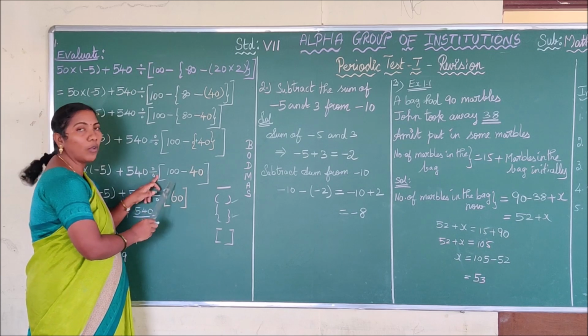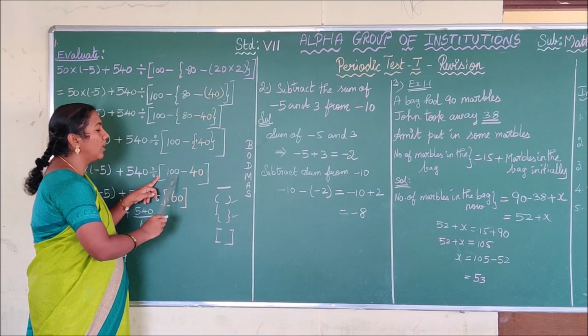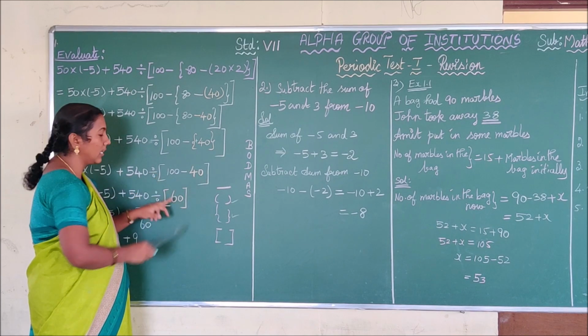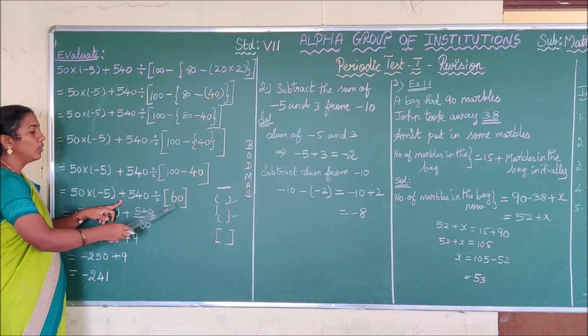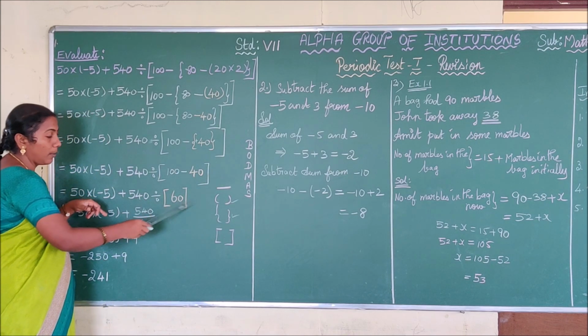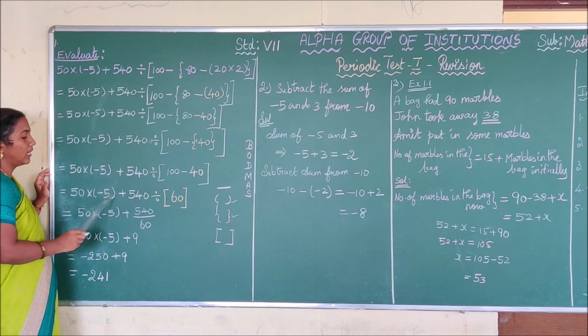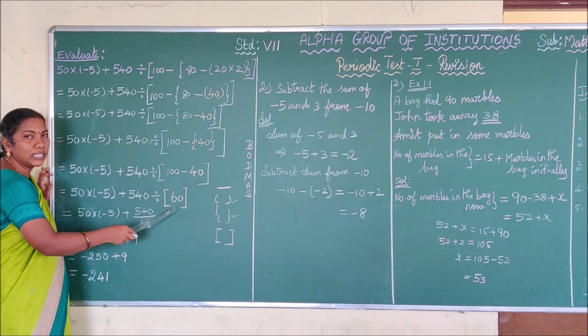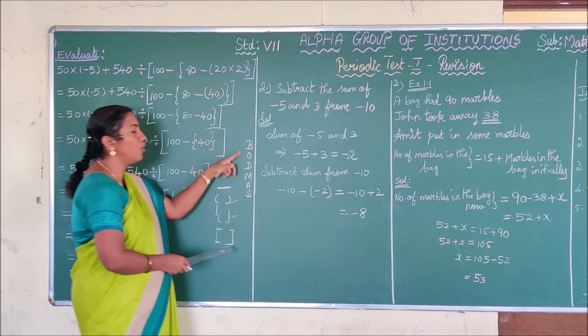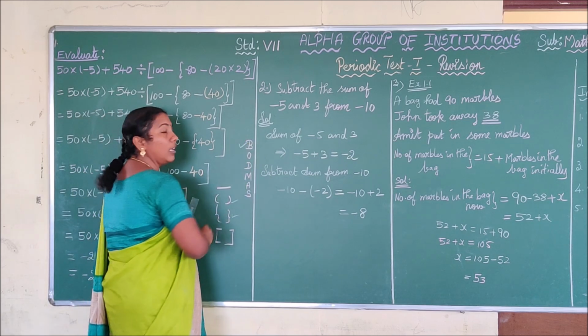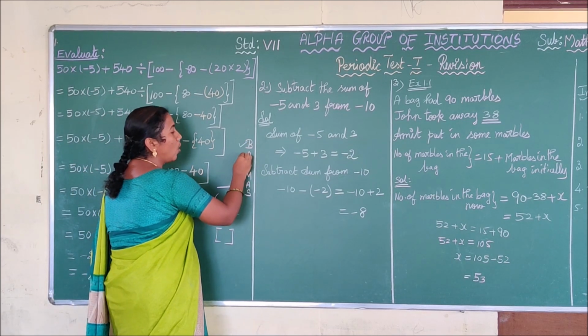Next we came to the square bracket. Within this square bracket we have 100 minus 40. What is its answer? Yes, 60. Next we have to remove this square bracket. Thus 50 into minus 5 plus 540 divided by 60. Again we have to come to the BODMAS rule. Thus we have evaluated all the brackets and there is no 'of' in the question.